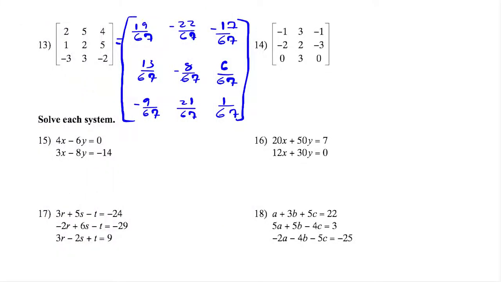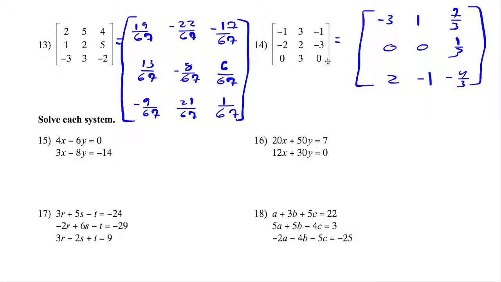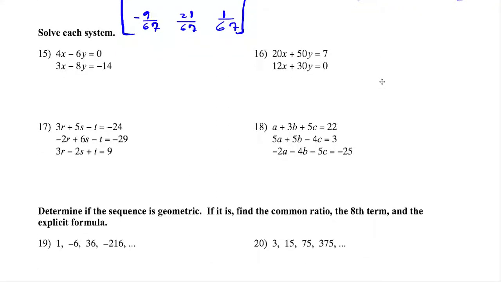So I'm going to copy these down onto my paper. So this is going to be equal to -3, 1, 7/3, 0, 0, 1/3, and 2, -1, -4/3. Whoops, a little wobbly there. But that's it. All right, now we want to do the same approach to solve systems of equations.